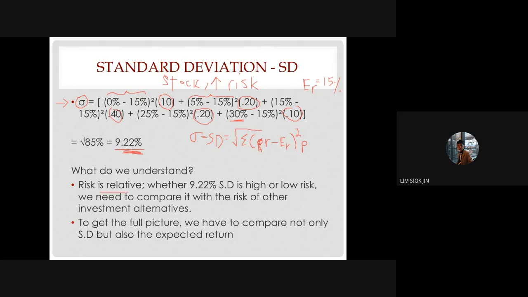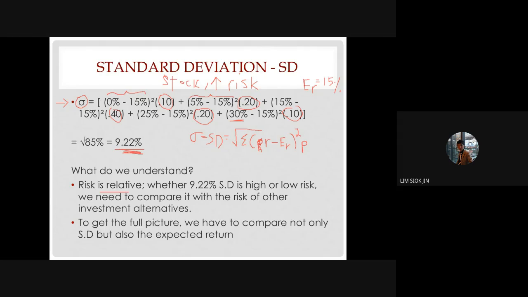Risk is 9.22%. But now they say that risk is relative. Risk is relative means it's very hard to say 9.22 is high or low. Okay? 9.22, I ask you lah. 风险是 9.22. Is this high risk or low risk? You cannot answer me, right? You cannot answer me because you have to compare with others. Then only you know that it is high or low. It's just an example lah.